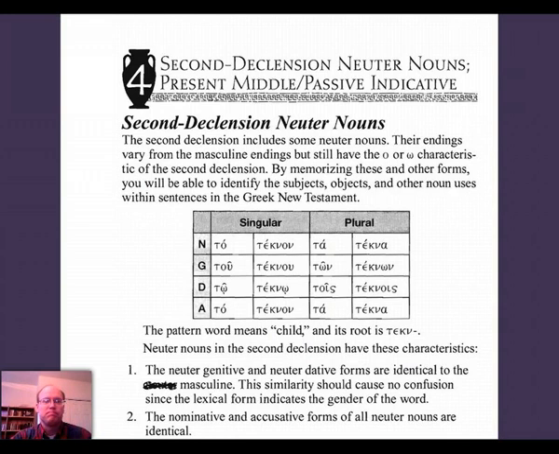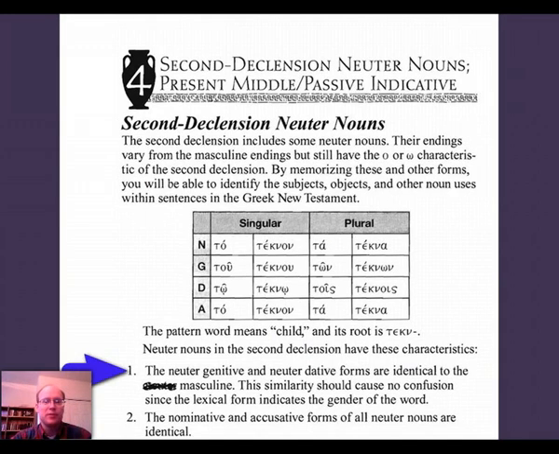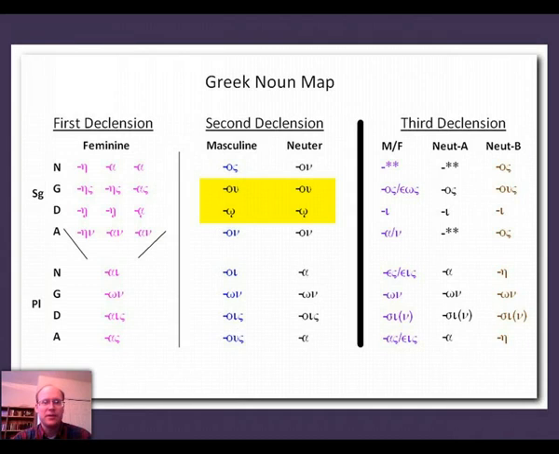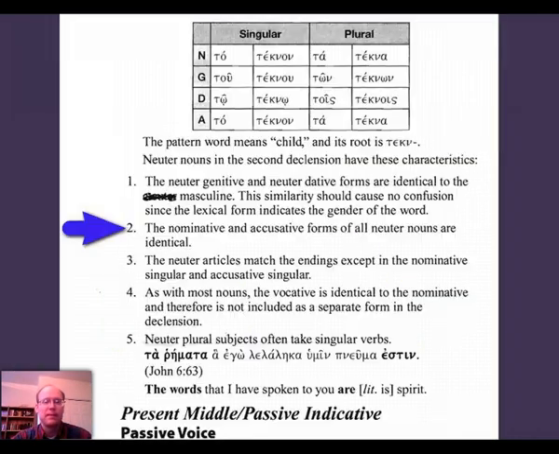Now, there's some characteristics of neuter nouns that are helpful to be aware of. The neuter genitive and neuter dative forms are identical to the masculine forms. So, as you can see here, the genitive and dative singular endings for both masculine and neuter second declension nouns are -ou and -ō, respectively. Secondly, the nominative and accusative forms of all neuter nouns are identical. Specifically, you can see here that the nominative and accusative in both the singular and the plural are identical.